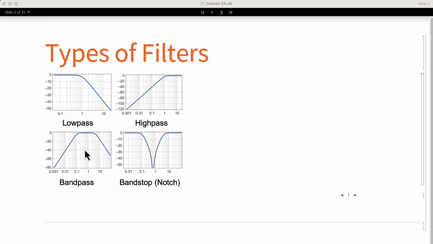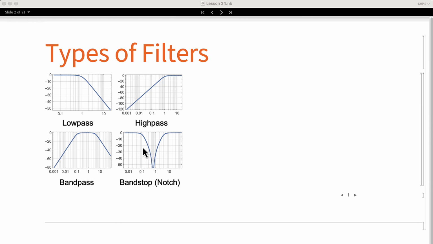On the bottom left, we have a bandpass filter. This kind of filter leaves a range of frequencies unaffected and attenuates the low and high frequencies. The bandpass can be built by a combination of a low pass and a high pass filter. On the bottom right, we have the band stop filter, also known as notch filter. This filter attenuates a range of frequencies, leaving the high and the low frequencies unaffected. It can also be built with a low pass and a high pass filter.